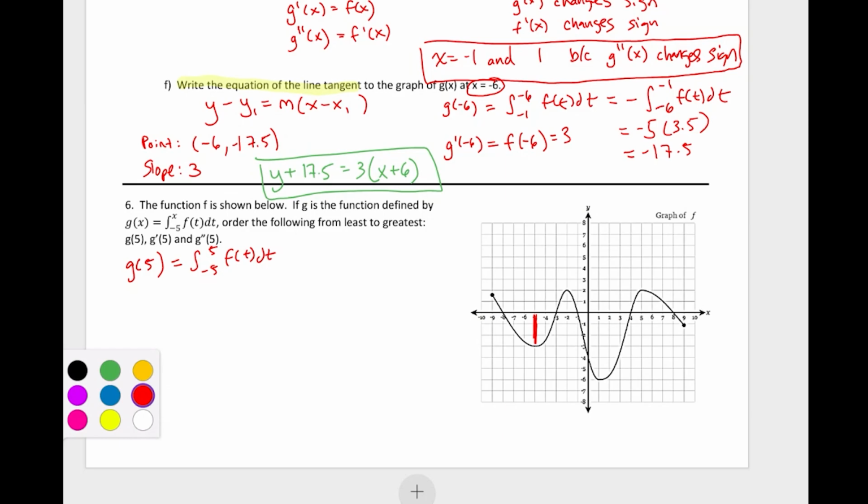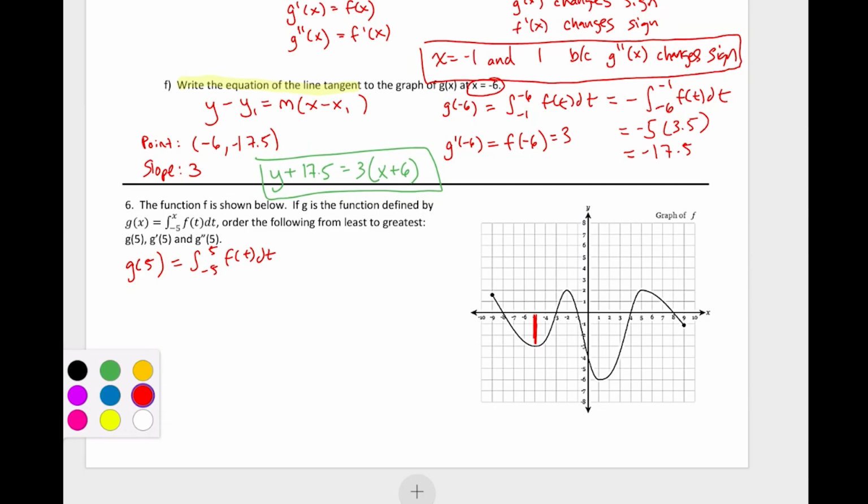We're not going to be able to calculate this without knowing what that function is, and we don't know that function. So I think where this is probably going to go is we're not going to be able to find exact values for each one of these, but we can compare. I have a feeling, because we've seen a couple of problems like this in the past, that each one of these things, g of 5, g prime of 5, g double prime of 5, is either going to be 0, positive, or negative.